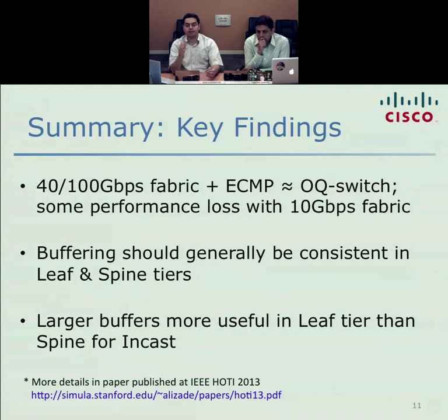And finally, even though these should be consistent relative to each other, if we are to add buffer, it's more useful to add it to the leaf tier than in the spine tier, particularly in dealing with these incast patterns. So that was kind of the highlights, and you can find all the details about these experiments in the paper that we wrote about this work, which was presented at the Hot Interconnects conference in 2013.